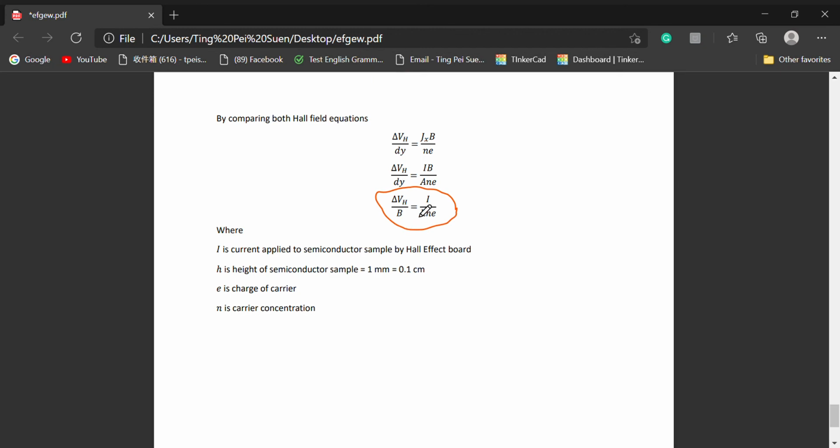And V_H is the Hall voltage, B is the magnetic field, I is the current applied to the semiconductor sample, and H is the height of the semiconductor sample, which is given as 1 mm here, and e is the charge of the carrier, and n is the carrier concentration, which in this experiment we're going to find. And this is all about my Viva session.